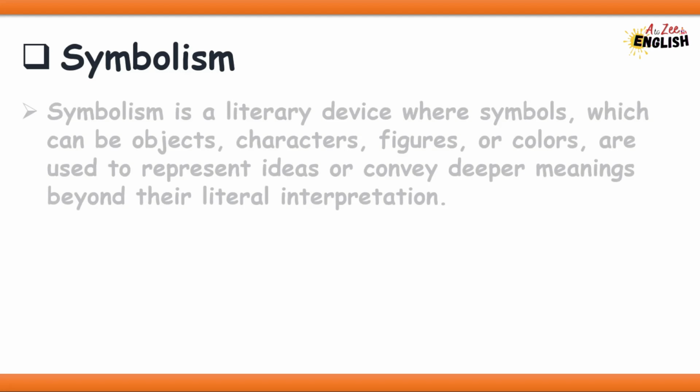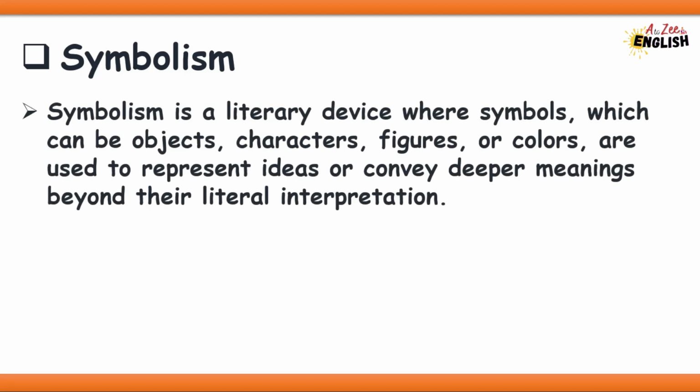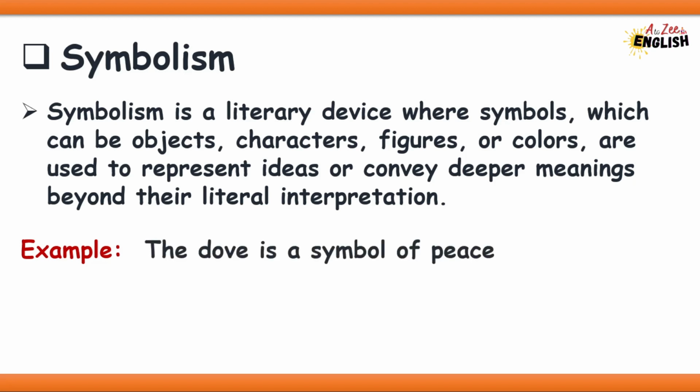And the last one is symbolism. Symbolism is a literary device where symbols, which can be objects, characters, figures, or colors, are used to represent ideas or convey deeper meanings beyond their literal interpretation. For example, the dove is a symbol of peace.